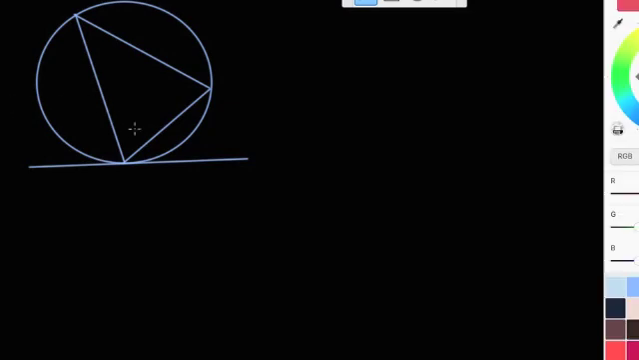So this is the theorem. I'm going to change the colour so that it'll show up better what we're dealing with. So the angle from the chord here down to the tangent is equal to the angle subtended in the opposite segment. So let's write that down.